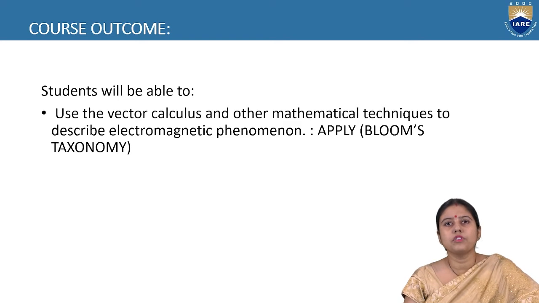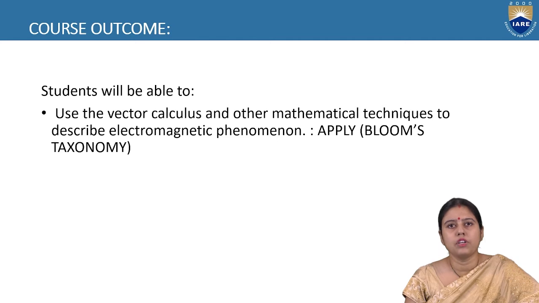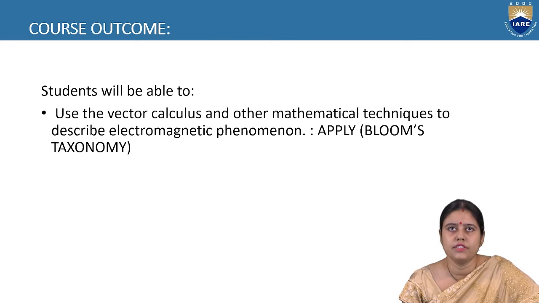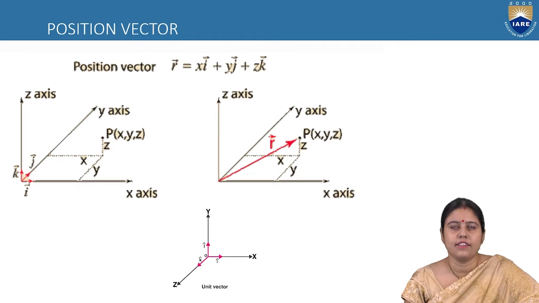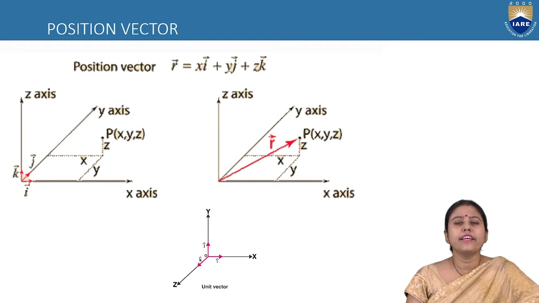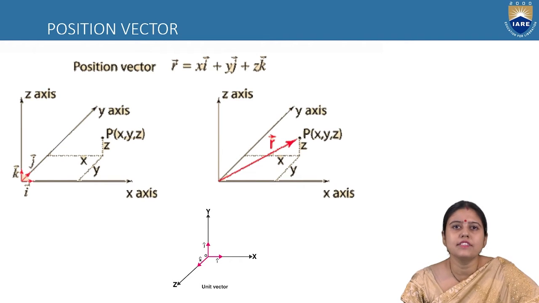So, what is the course outcome? The course outcome of the subject is to use vector calculus and other mathematical techniques to describe the electromagnetic phenomena. According to Bloom's taxonomy, this is the application of calculus. Let's start. In the last class, we discussed the position vector.